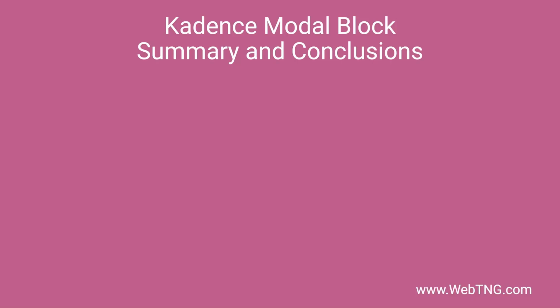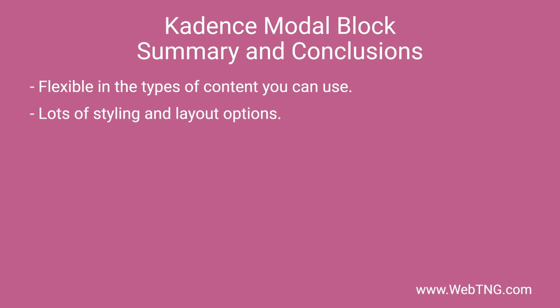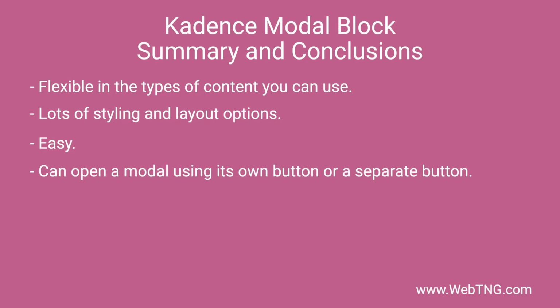All right then, for summary and conclusions, what I found in working with the Kadence Modal Block was that while it didn't have a lot of trigger options, it was very flexible in the types of content you can add, and it has a lot of styling options. So you see, basically anything you can create with Gutenberg, you can put inside one of these modals, so it's really easy. You can open the modal using a link that's part of the block, or by using a link that's created with another block. And it's possible to have more than one link or more than one button open the same modal. It's also possible to have more than one modal on the same page.